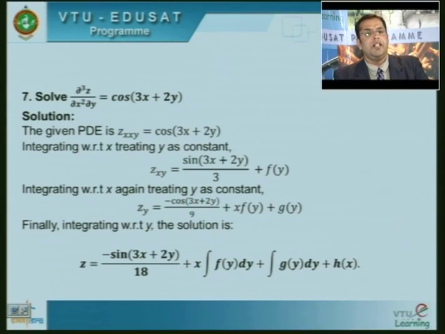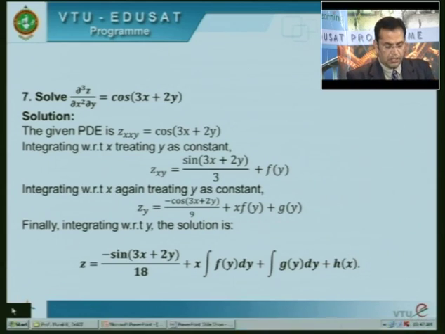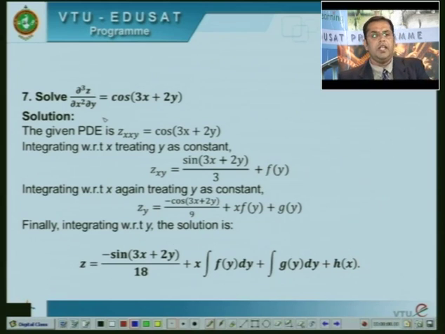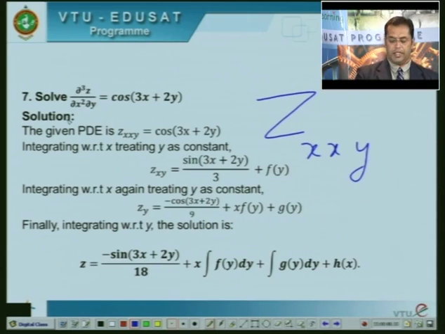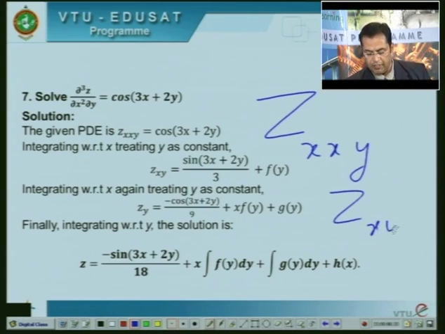The next example we illustrate is a partial derivative of order 3. So, solve dou cube z by dou x square dou y equal to cos of 3x plus 2y. So, by notation, this is z x x y, 2 x's here, dou x square. Suppose you have dou x dou y square, it is z x y y. Dou cube z by dou x cube is z x x x. Similarly, dou x square dou y is 2 x's and 1 y.